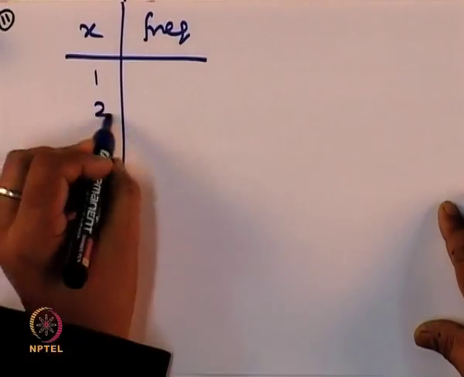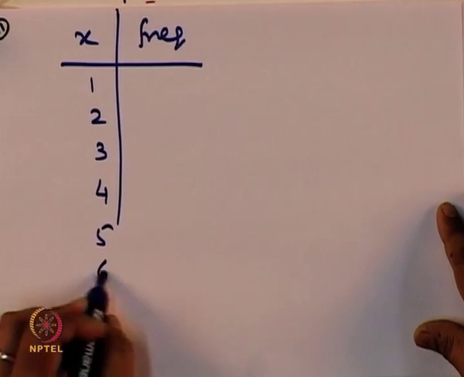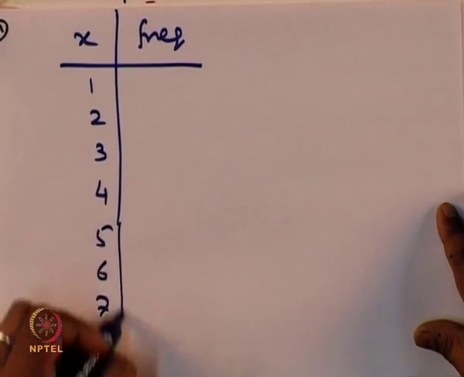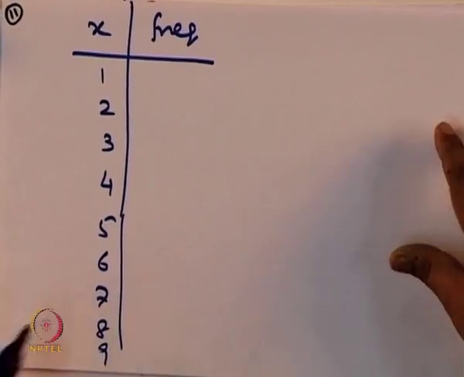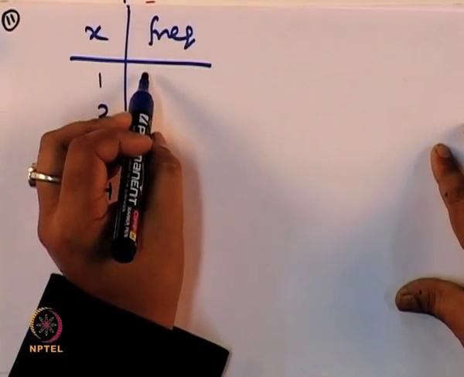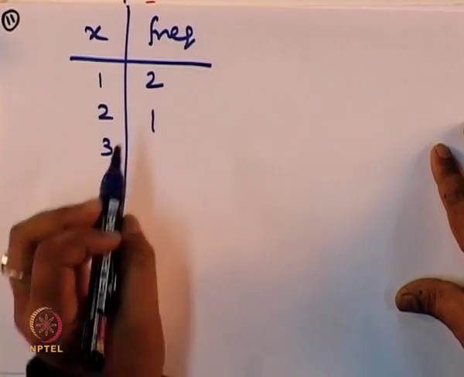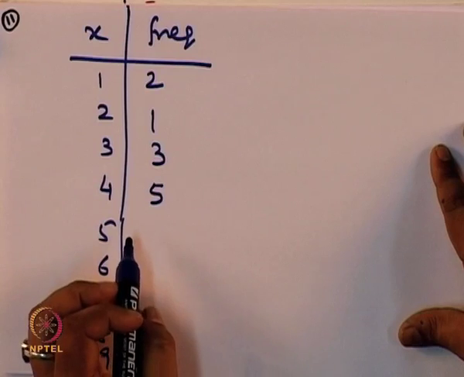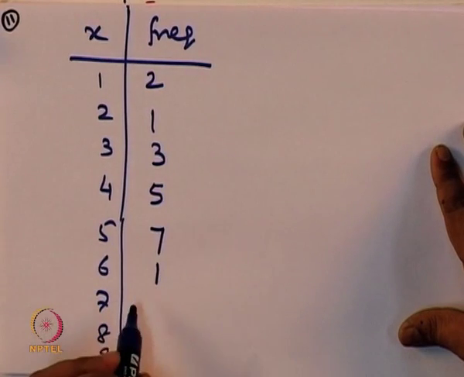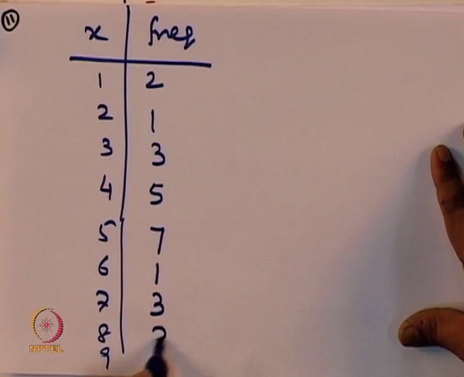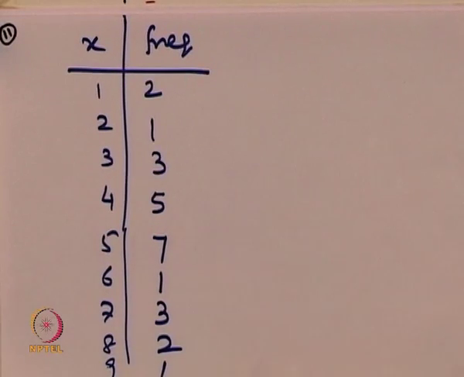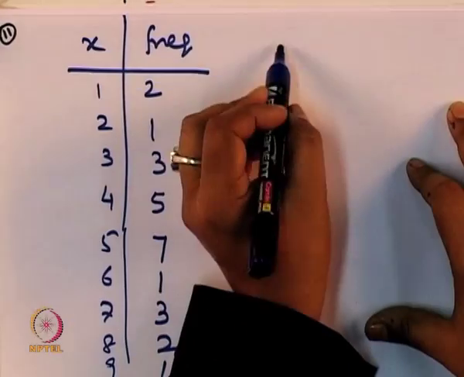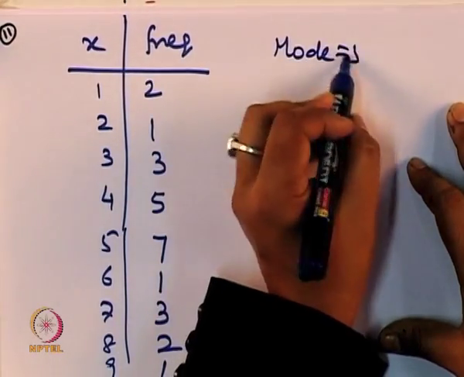So, you have values of 1, 2, 3, 4, 5, 6, 7, 8, 9. Okay. So, 1 is 2 times, 2 is 1 time, 3 is 3 times, 4 is 5 times, 5 is 7 times, 6 is 1 time, 7 is 3 times, 8 is 2 times, 9 is 1 time. Okay. So, for this particular distribution we want to identify the mode, which we already have. So, my mode is equal to 5.